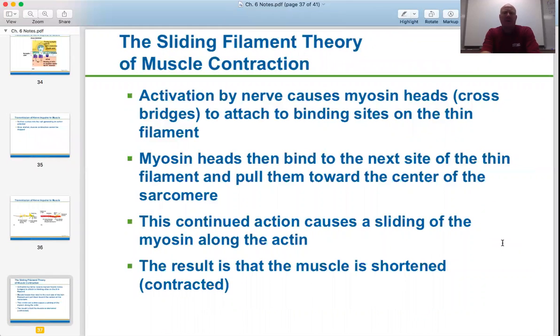So a couple of things right out of the gate here with the notes. This is called the sliding filament theory of muscle contraction. Activation by the nerve causes myosin heads, remember, myosin is the thick filament, to attach to the binding sites on the thin filament actin. The myosin heads then bind to the next site on the thin filament and pull them towards the center of the sarcomere. Remember, the sarcomere is the distance between the two Z discs. That ratcheting action of the myosin heads pulls together the Z discs, shrinking the sarcomere, or shortening it, for what we call muscle contraction.